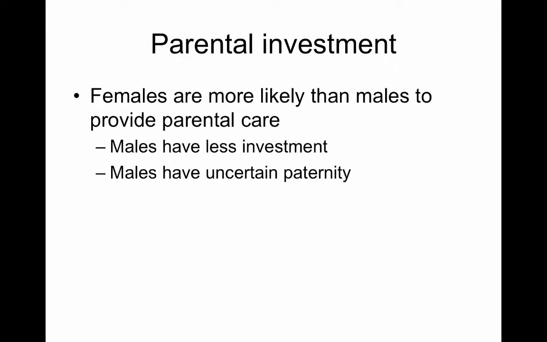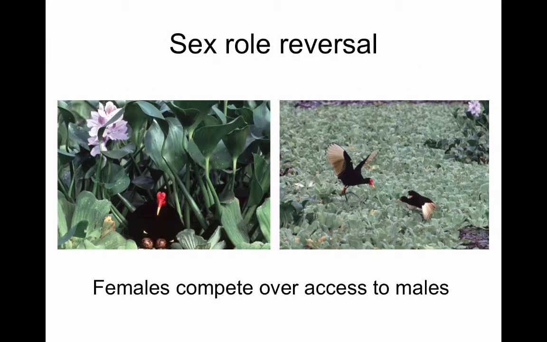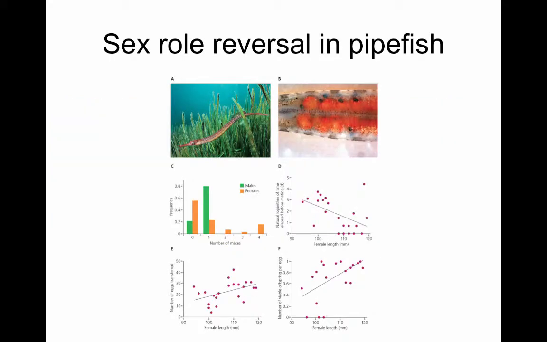So an important part of this trade-off is parental investment. Across animals, females are more likely than males to provide parental care. Males often have less investment in the offspring, and in some cases they have uncertain paternity. Cases of sexual role reversal really show this point, where females compete over access to males. In our class on sexual selection, I mentioned pipefish, where males care for the eggs, and it's females who tend to compete for the attention of males. So this is a striking example that really shows the point.